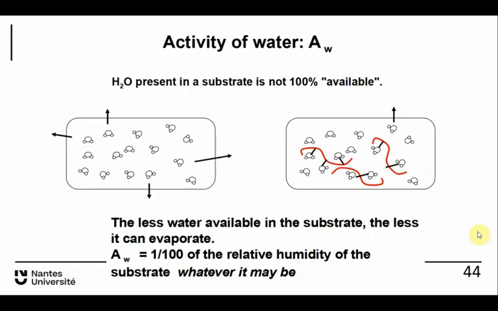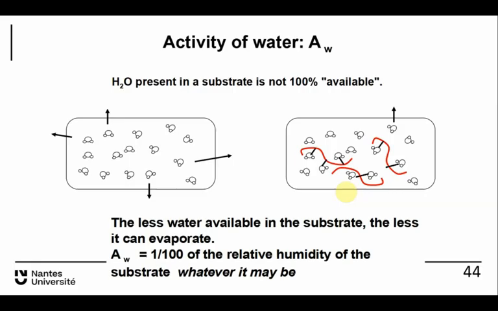So even though you've got the same amount of water here in these two droplets, in this one on the right, it's not all available, okay? And the less available water you have, the less it can evaporate off from the surface of this droplet. And that's what allows us to measure something called the activity of water in any kind of substrate.